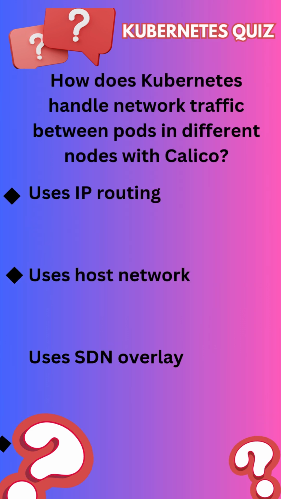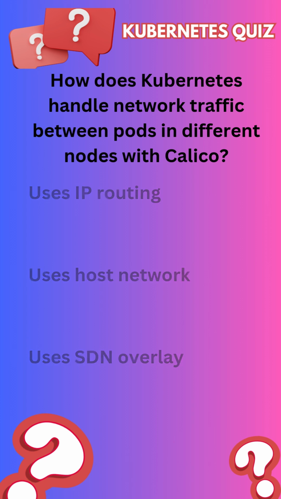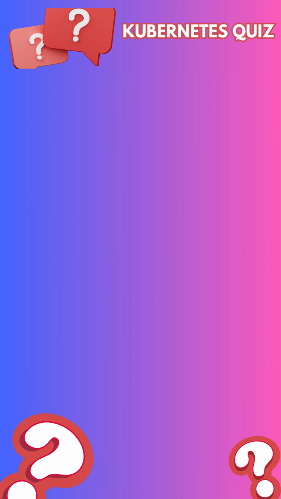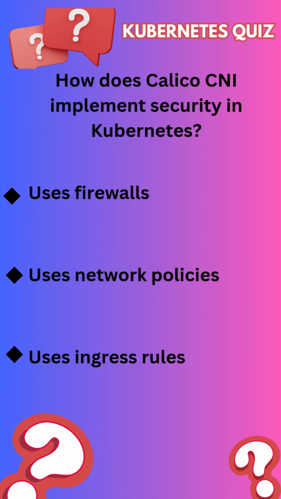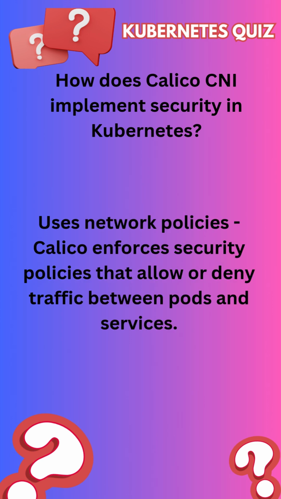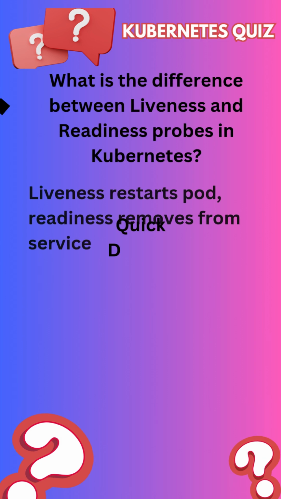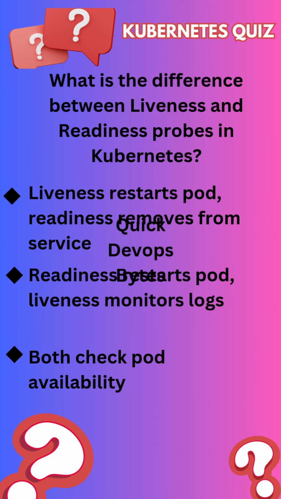How does Kubernetes handle network traffic between pods in different nodes with Calico? How does Calico CNI implement security in Kubernetes? What is the difference between liveness and readiness probes in Kubernetes?